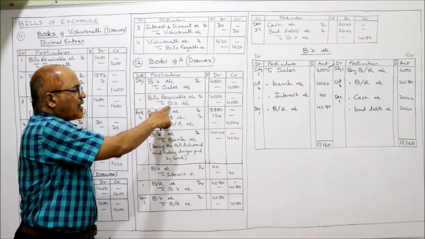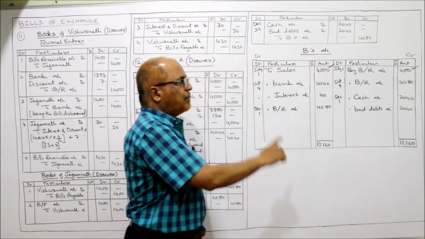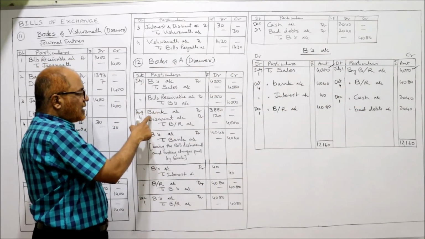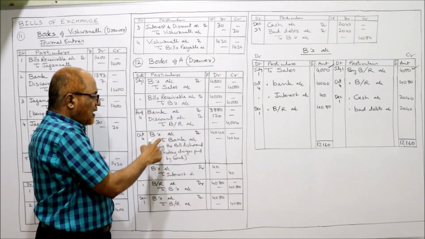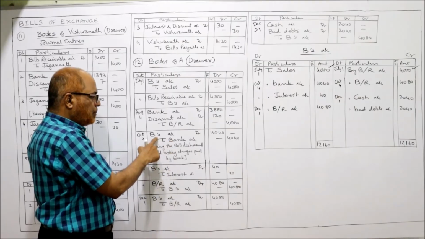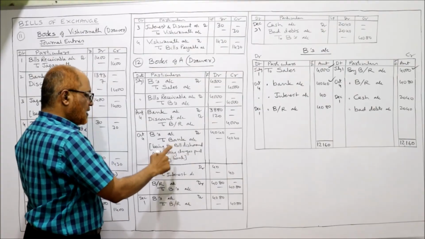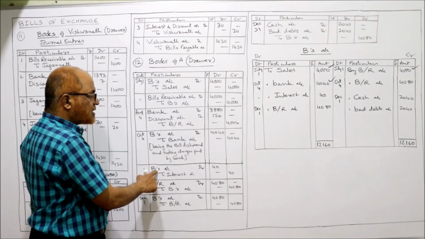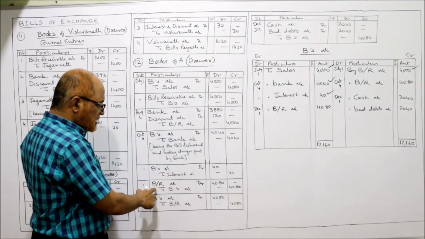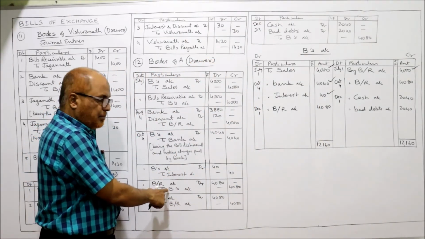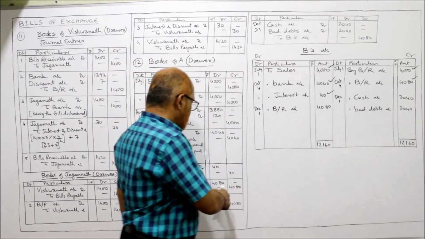Second entry, bills receivable account debtor to B's account. So B's account is credited by bills receivable. Two entries posted. Third entry, we don't have B in the bank discount entry. Here B's account debtor to bank, so B is debited to bank 4040. Now B's account debtor to interest, so B's account is debited interest 40 rupees. Then bills receivable account debtor to B's account, so B's account is credited by bills receivable 4080.